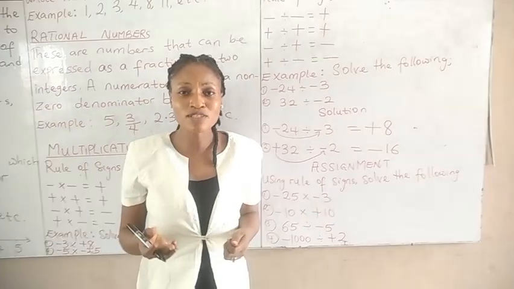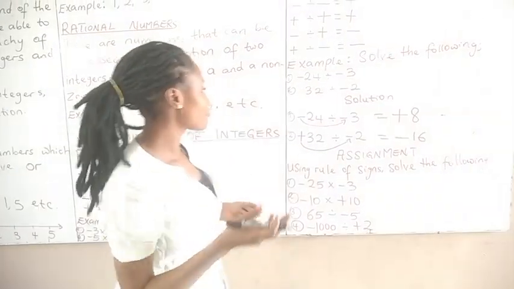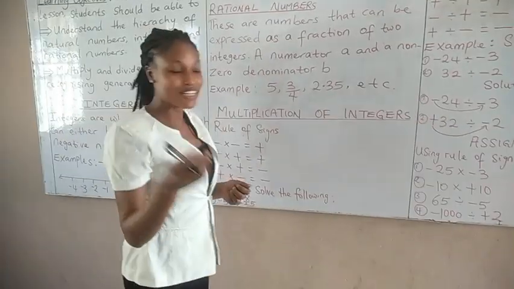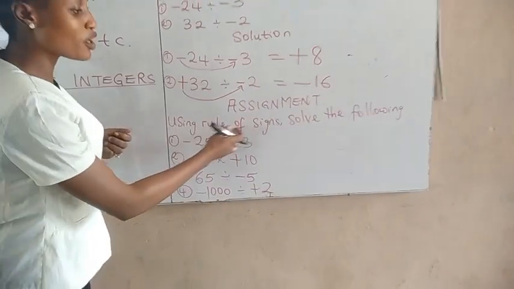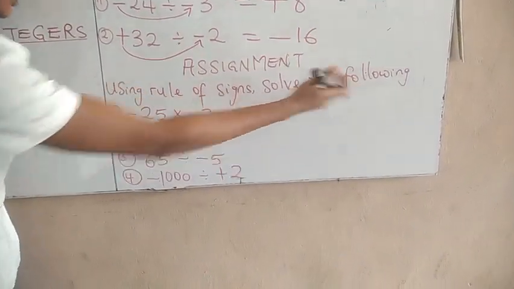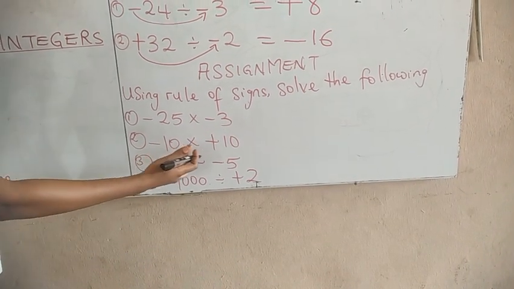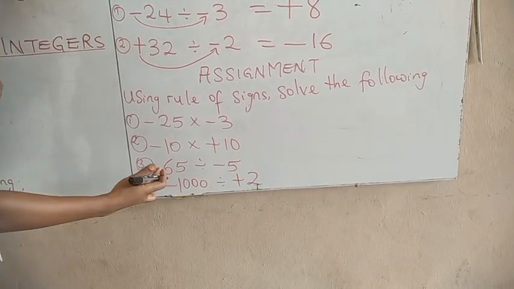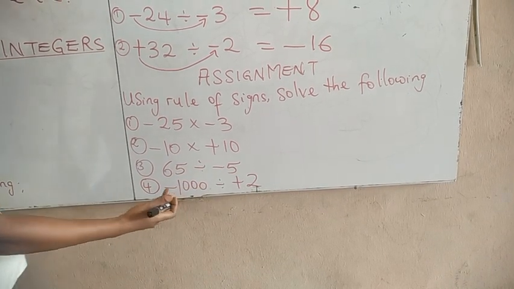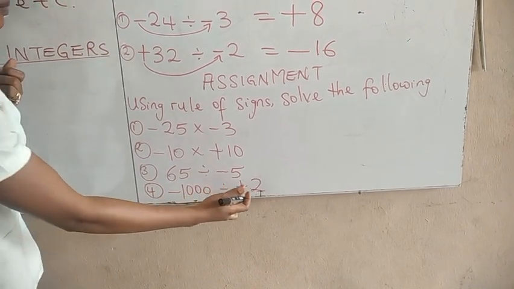With this, we have come to the end of this class. But before I go, I have an assignment for you. Using the rule of signs, solve the following: minus 25 times minus 3, minus 10 times plus 10, 65 divided by minus 5, minus 1000 divided by plus 2.